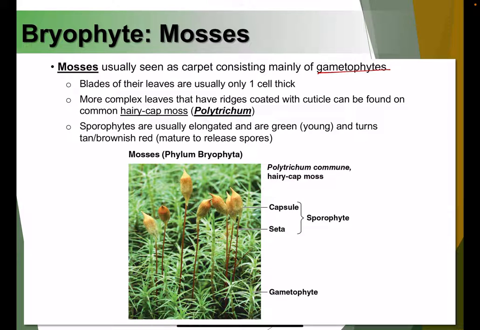And sporophytes are usually elongated, and like we talked about earlier, they're usually green when they're young, so they are photosynthetic. Then as they mature, they will turn a tan, brownish red color to signify that they have matured and will be ready to release the spores out.